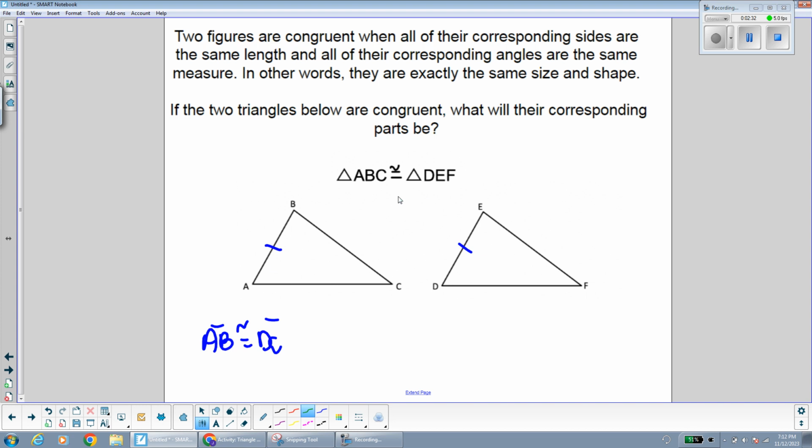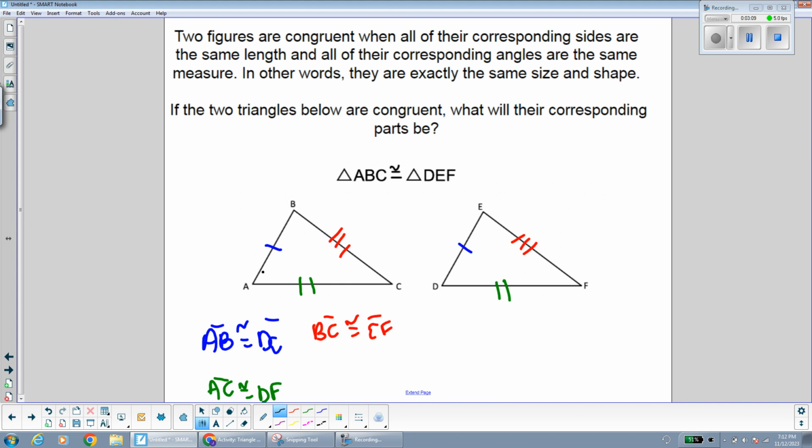You can also use the letters in the triangle names to figure out where the corresponding parts are. For example, AC is the first and last letters in the first triangle name, so it would correspond to the first and last letters, which is DF, in the second triangle name. So I'm going to put that here. AC is congruent to DF. And then finally, BC is congruent to EF. So we've named all of the corresponding sides of the two triangles.